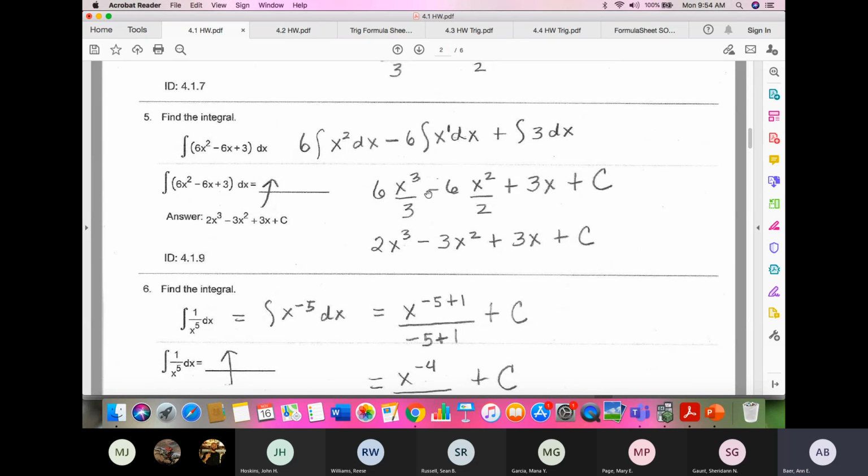And then -6. If we integrate this, it's x to the 1 plus 1, which is 2, so it's x squared. And then we divide by that new exponent of 2. Plus 3.